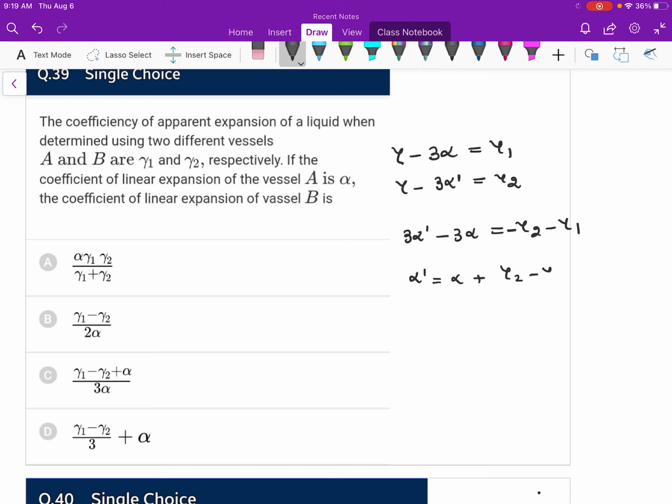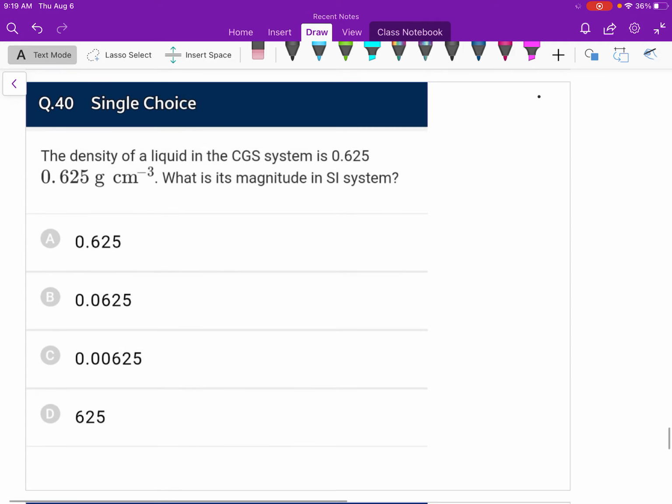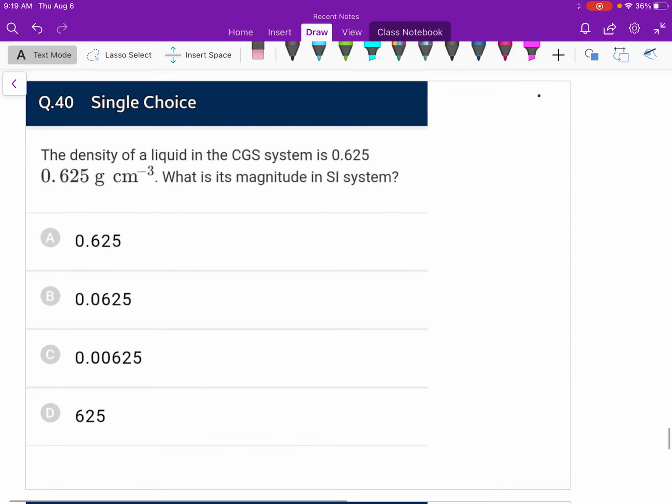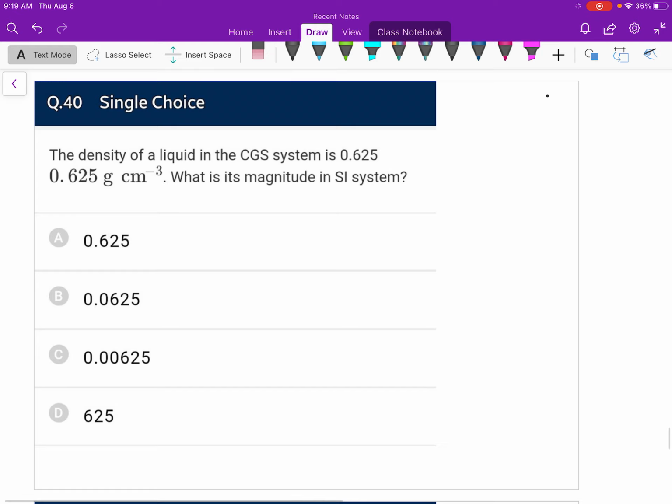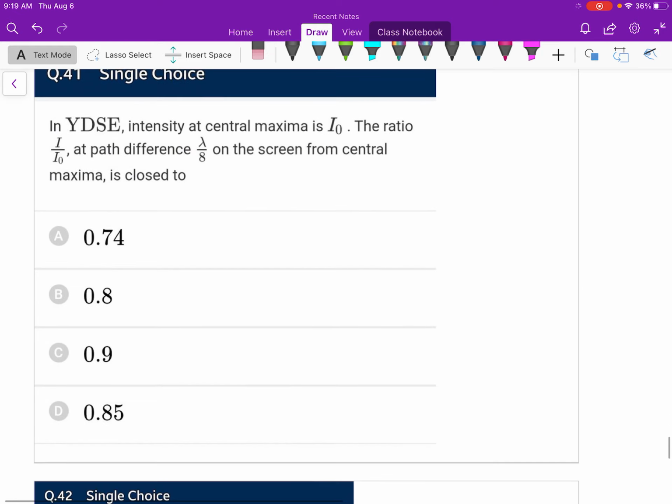Oh, it should be gamma 1 minus gamma 2, sorry. Gamma 1 minus gamma 2 upon 3. So the correct option is D. The density of liquid is 0.625 gram per centimeter cubed, in SI system multiplied by 10 to the power 3. So this is 625. So D is the correct option.